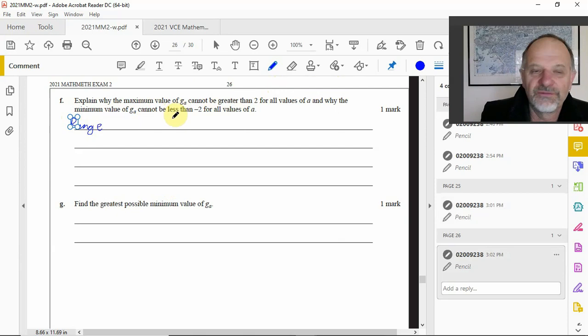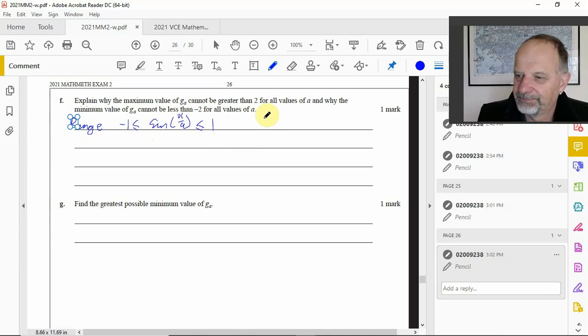Now, the range for sine x on A has got to be the same as sine of anything. It's got to be between -1 and 1. Whatever that is, you can't get anything smaller than -1, and you can't get anything bigger than 1.